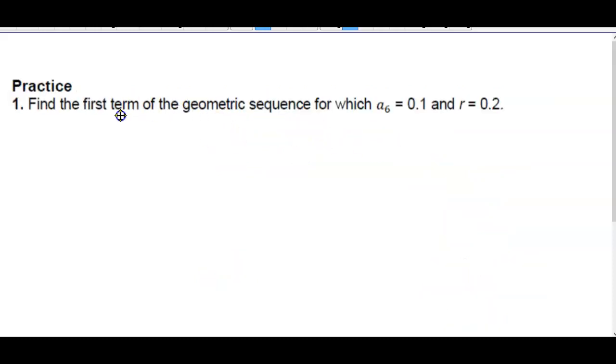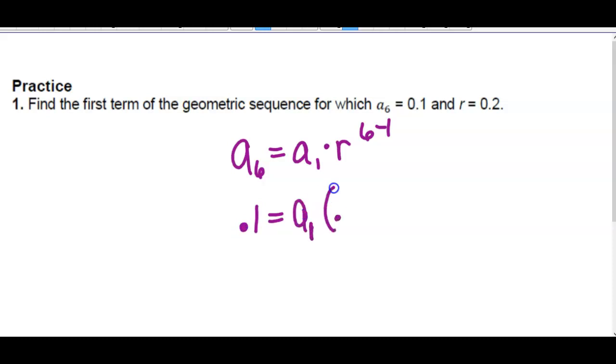All right, find the first term of a geometric sequence. So to find the sixth term here, they did the first term times some ratio 6 minus 1 times, okay? It says the sixth term is 0.1 and the r is 0.2. So I don't know the first term, but I know r is 0.2. And to find the sixth term, they did this 6 minus 1 or 5 times.